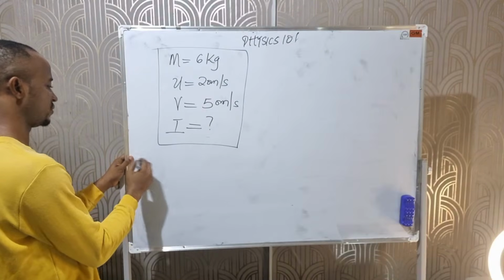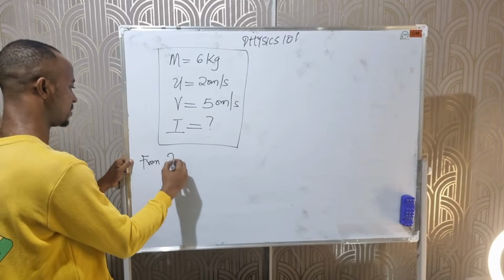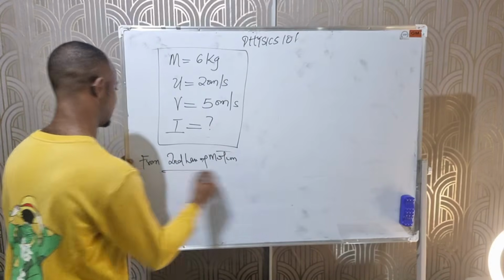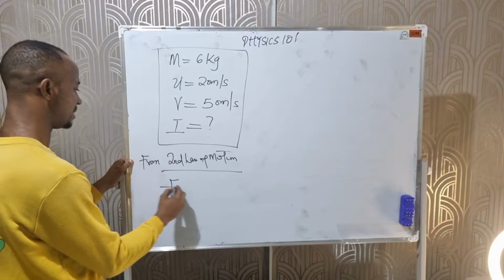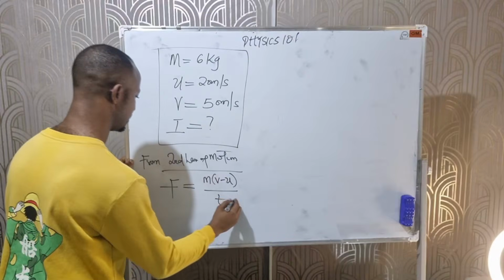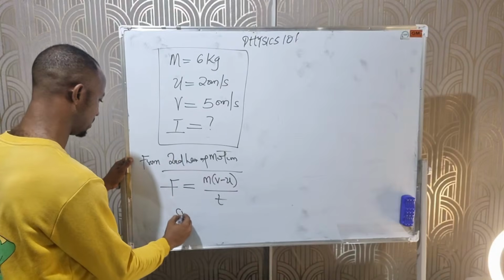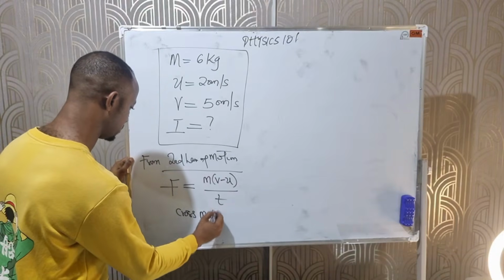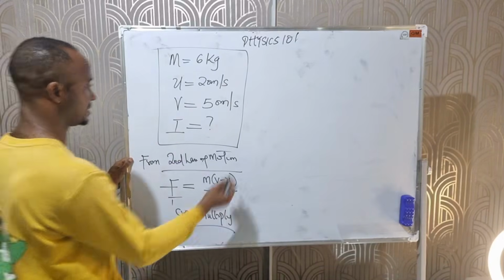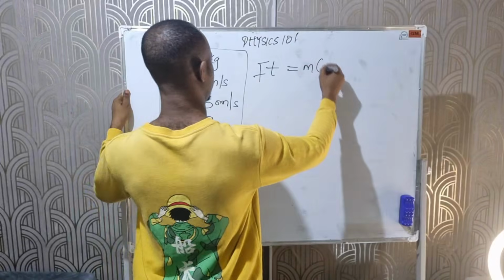From Newton's laws of motion, especially Newton's second law of motion, we stated that force applied is equal to m(v minus u) divided by t. Therefore, by the time we cross multiply, we are going to have force times t equal to m(v minus u).